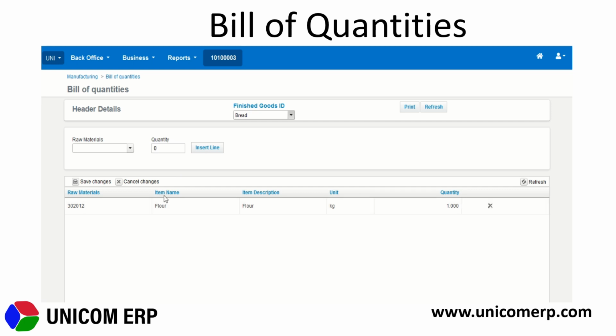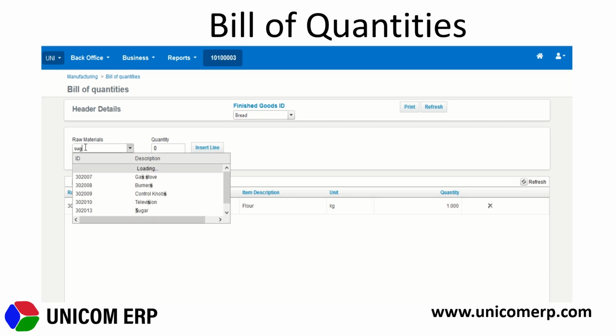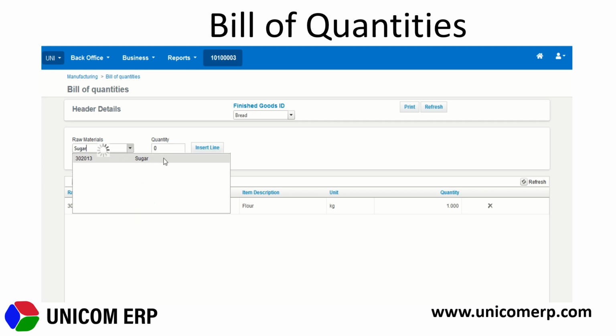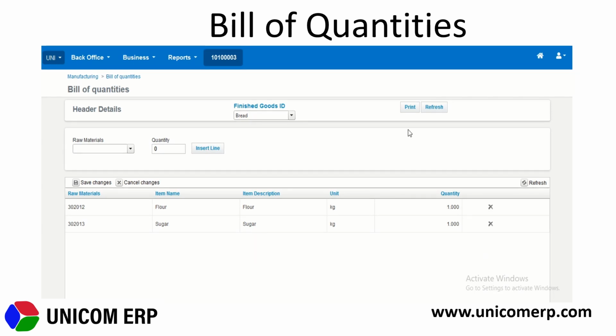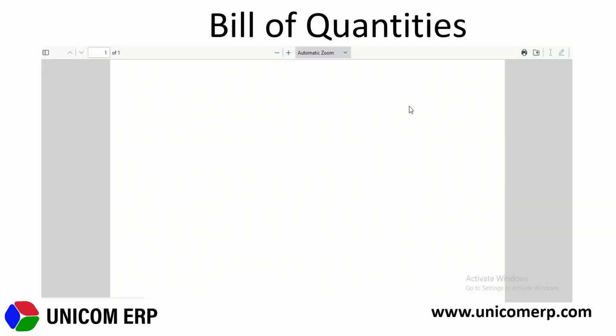We can see the item ID, item name, item description, and the unit for each item, and the quantity in the grid. We can add all the raw materials needed for producing the item. After all the raw materials and quantities are inserted, you can make a printout from the Print button. Here is the print format.